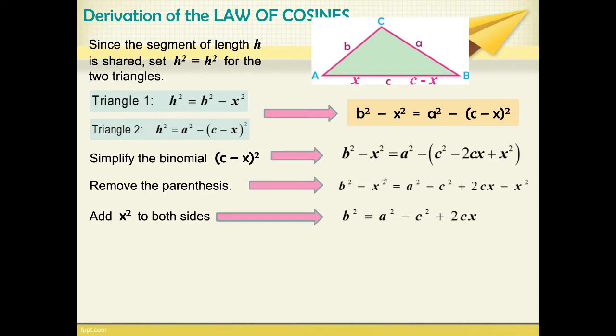So x squared here on the left will be eliminated. So what we will have now is b squared equals a squared minus c squared plus 2cx. Okay. So the x squared term on the left and on the right side of the equation was eliminated. And then we isolate a squared, or in other words, put a squared on one side of the equation.